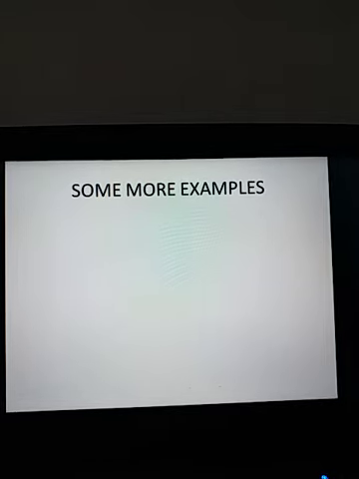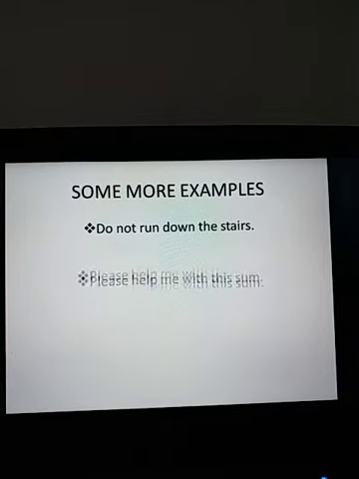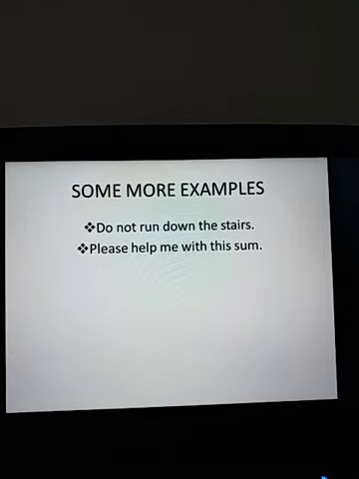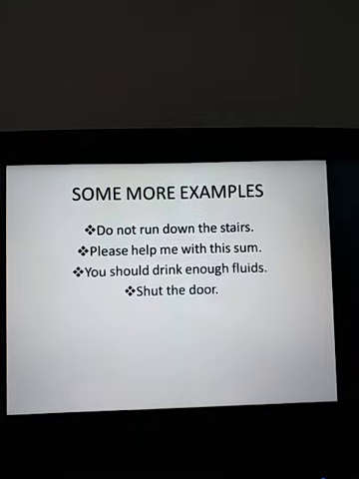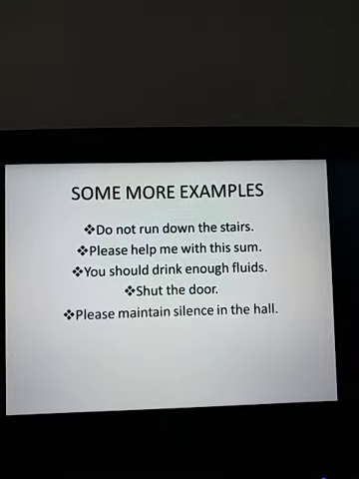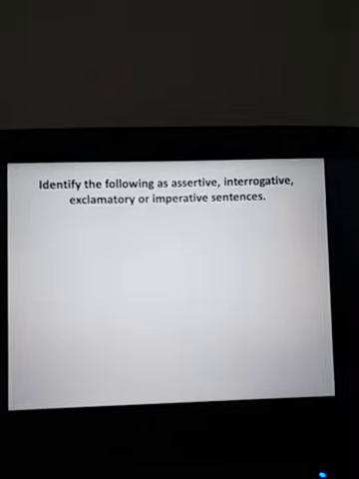Some more examples of imperative sentences. Do not run down the stairs. Please help me with this sum. You should drink enough fluids. Shut the door. Please maintain silence in the hall. Right? So all these are examples of imperative sentences.